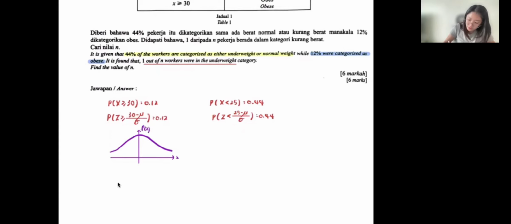Okay, so over here, this is greater. Greater sign meaning your shaded region is going to be on the right-hand side. And 0.12 is actually a very small area. Please bear in mind, area under the whole graph is 1. Okay, 0.12 is very small, only here. Which means that (30 minus mean) over standard deviation is a positive z-score.